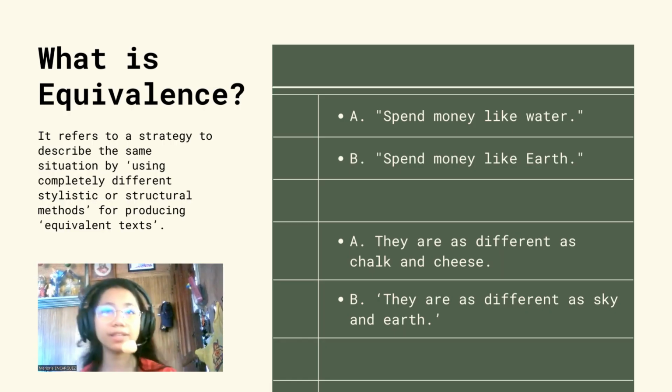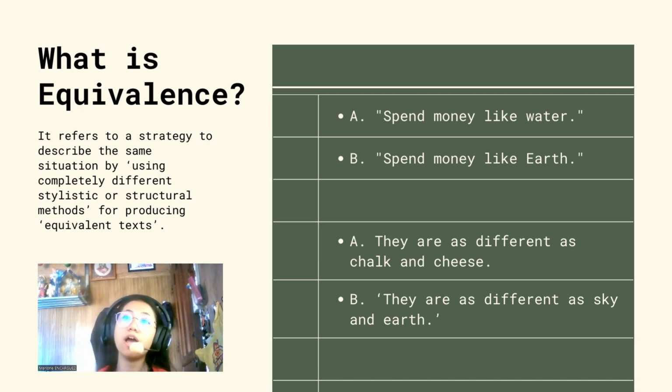Next is the equivalence. Here you have to express something in a completely different way. For example, when translating idioms or advertising slogans, the process is creative but not always easy. According to Vinay and Dalbernet, it refers to a strategy to describe the same situation by using completely different stylistic or structural methods for producing equivalent texts.